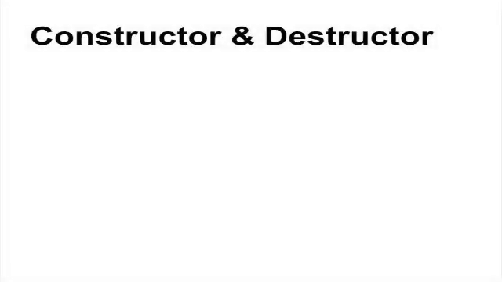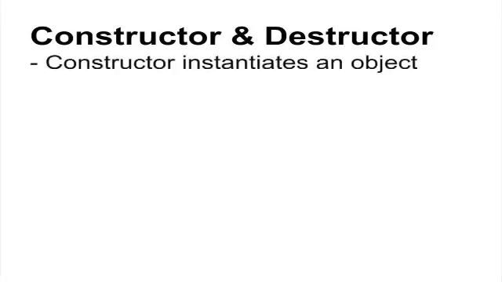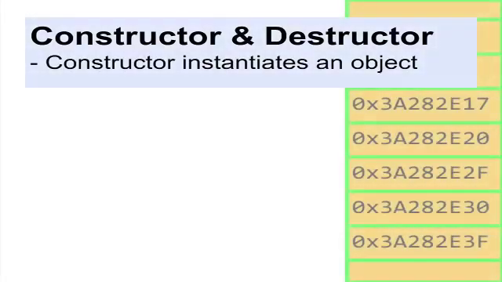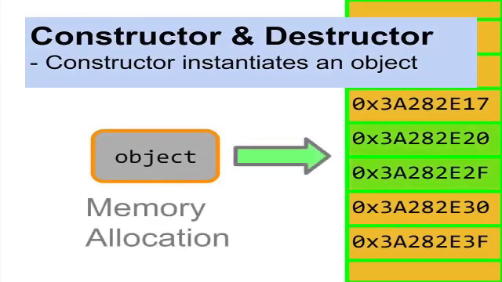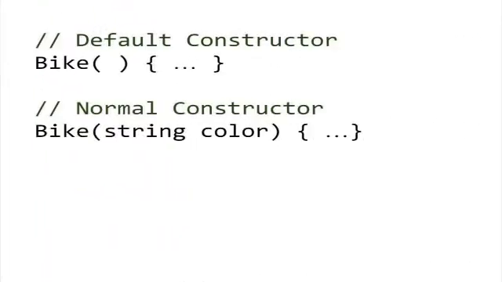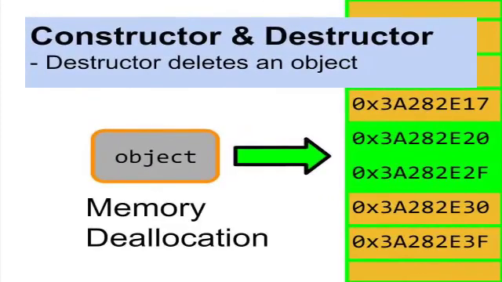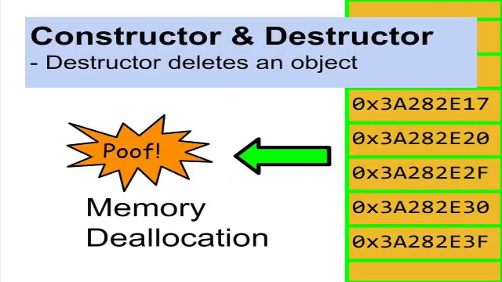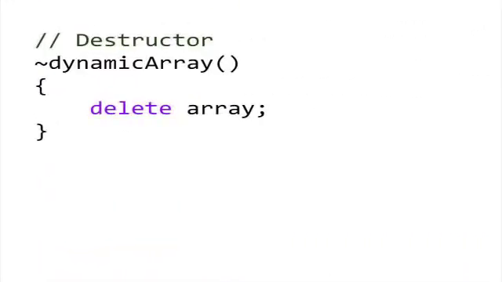In general, objects have two basic methods, the constructor and the destructor. The constructor is what instantiates the object and allocates dynamic memory as needed. The constructor that takes in parameters is called a normal constructor, while a constructor that does not is called a default constructor. The destructor is used to deallocate any dynamic memory used by the object. The destructor is called at the end of the object's lifespan, or when the program terminates.